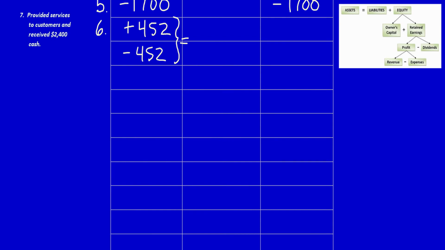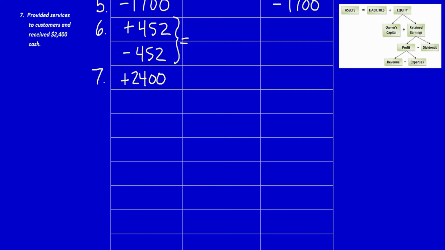Provided services to customers and received $2,400 cash. What did the business get? They got cash from customers, which has future economic benefit. That's an asset. It increased by $2,400. What did the business give away? They gave away a service. They provided a service, past tense.